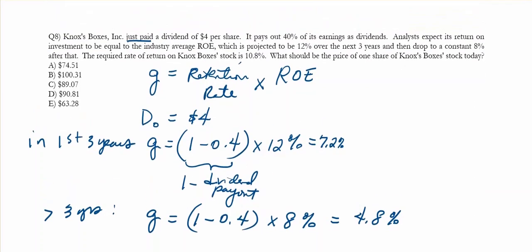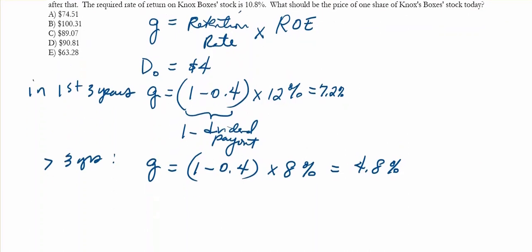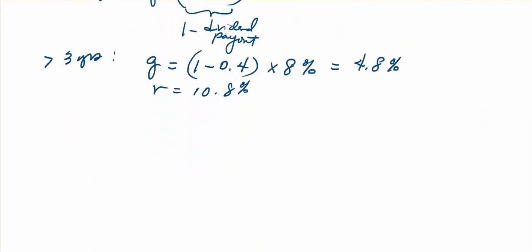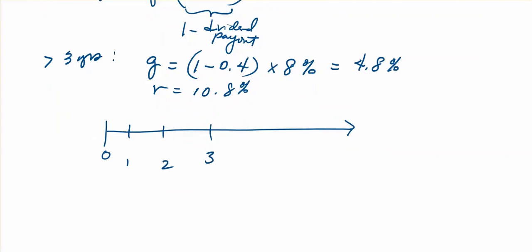Okay, so we have the growth rates and the dividends. The required rate of return is 10.8%. Let me just write that here. What should be the price of 1 share of Knoxbox's stock today? Right now would be the time to make our timeline. All right, so this question is very challenging because it's non-constant growth and you have to calculate 2 different growth rates.